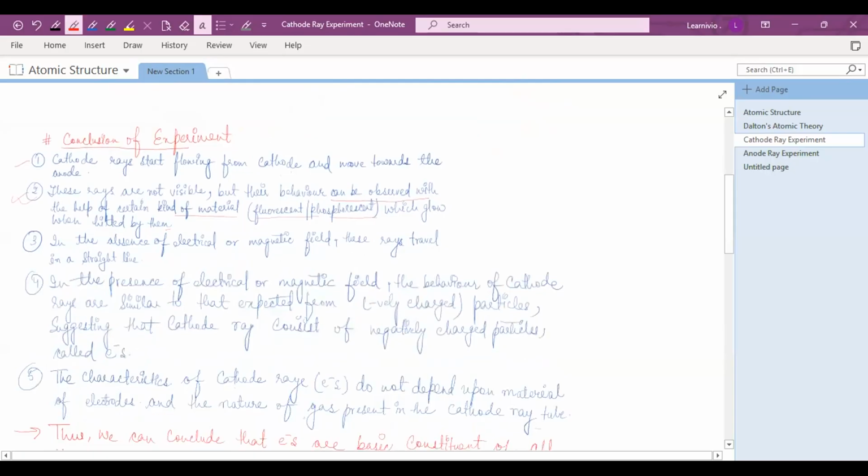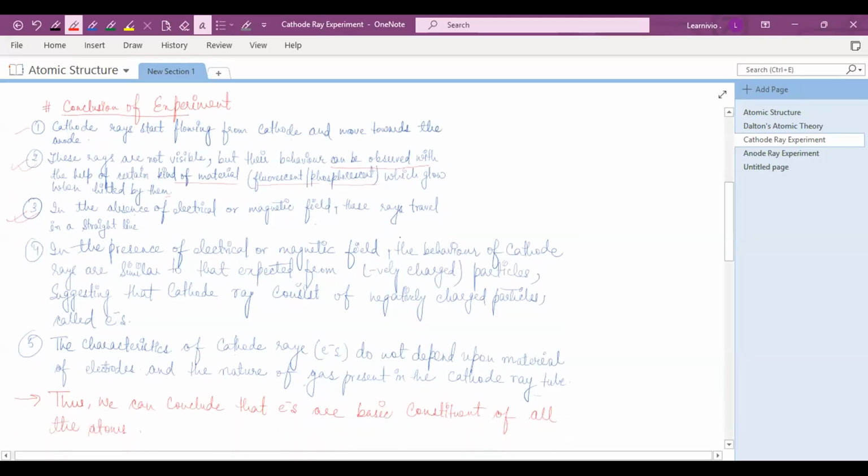In the absence of electrical or magnetic field, these rays travel in a straight line. But when the electrical and magnetic fields are applied in the same experiment, he observed the deflection, right? The rays that were coming straight deflect, making some angle. Clear?